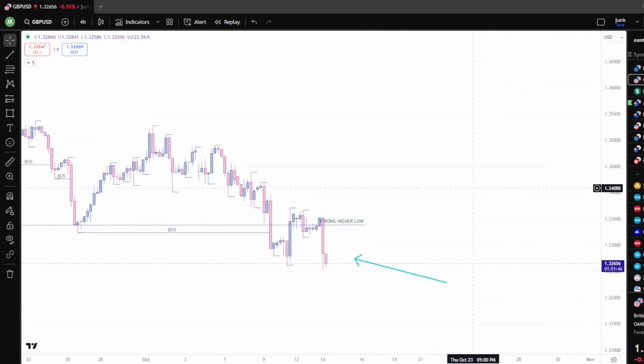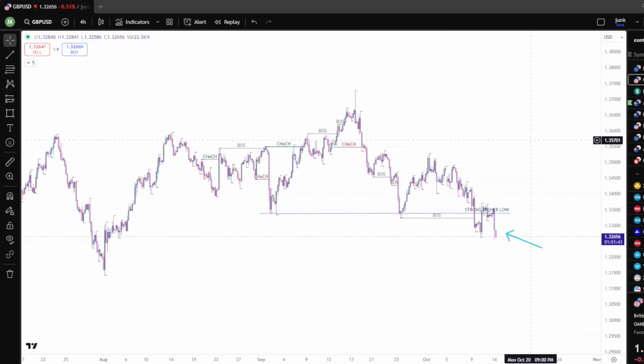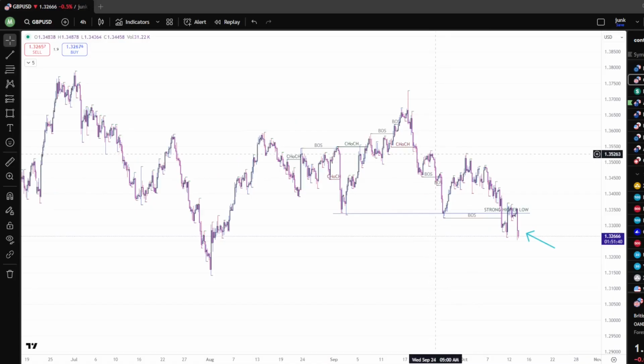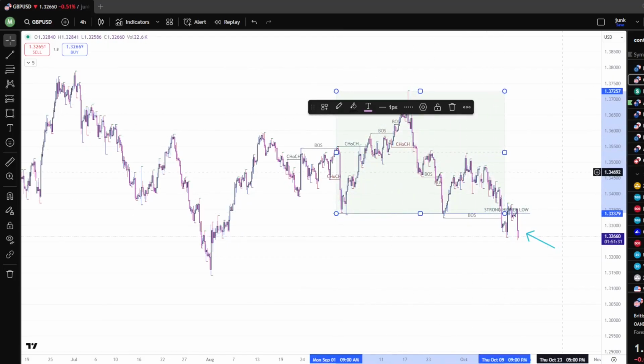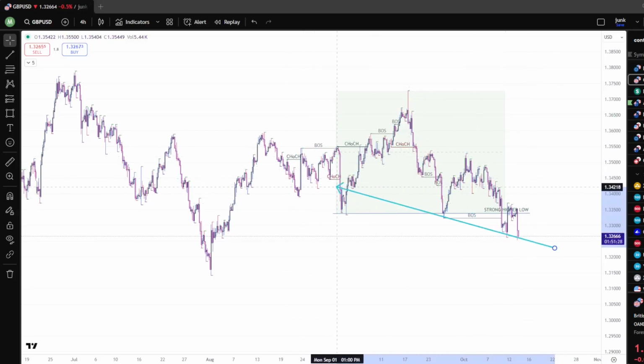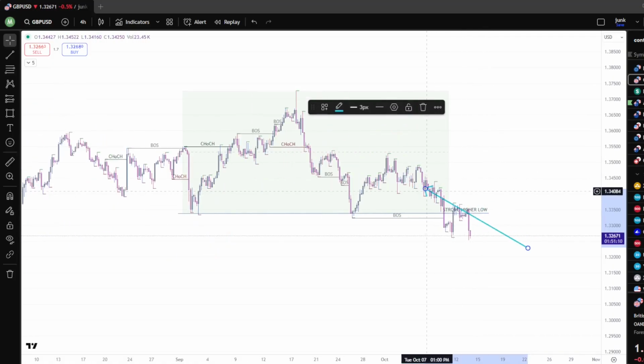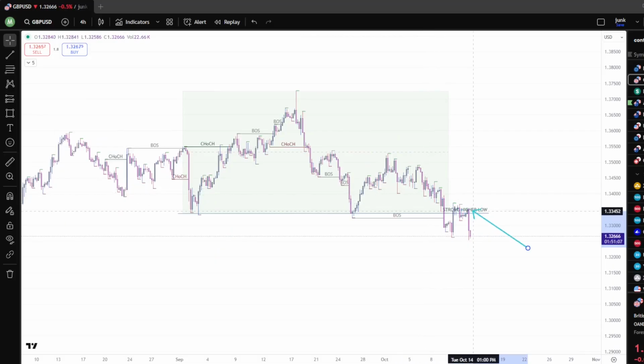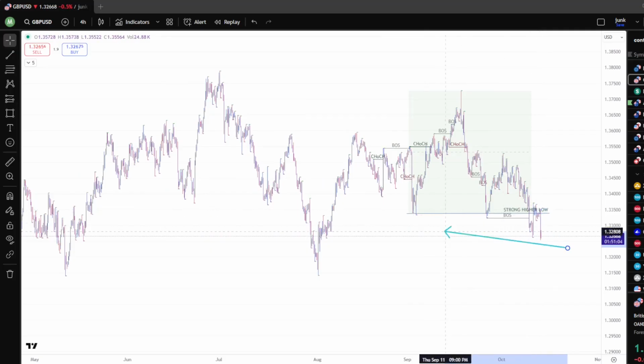GBP USD, let's go map out the current range, or the previous range. So this was the range we were dealing with previously. Of course, it consolidated, took out these highs, and that was the A to B price range from back in September. And then, of course, got bearish internally, making lower highs and lower lows, lower highs, still got choppy and consolidated around here. And this was the strong higher low from these lows previously.